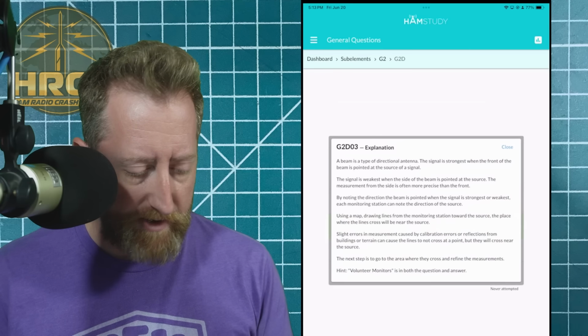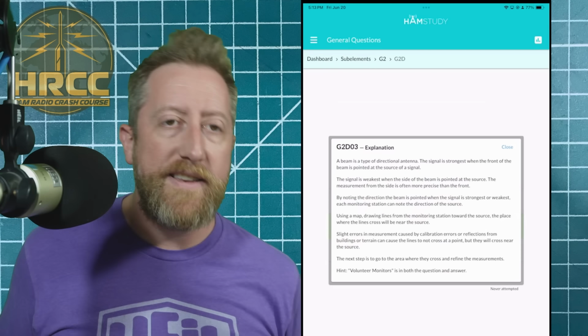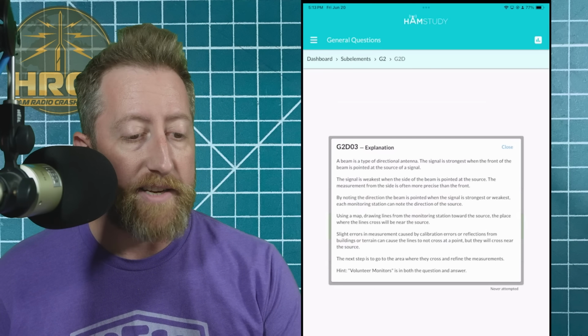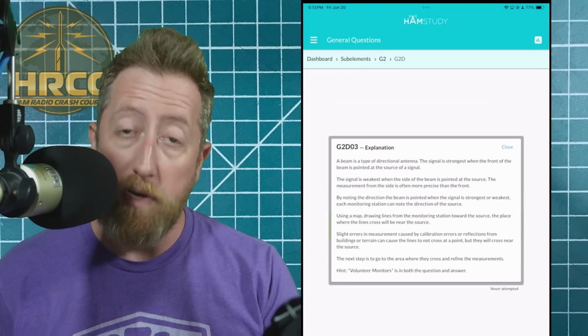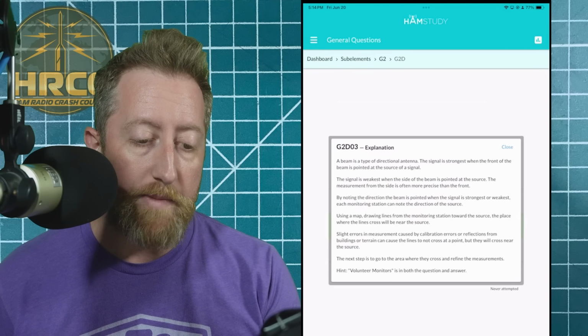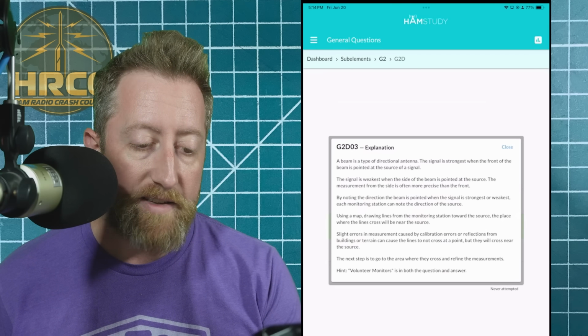Interesting. Is this a hypothetical story? Yes. So they're talking about direction finding, and yeah, sure, why not? A beam is a type of directional antenna. The signal is strongest when the front of the beam is pointed at the source of the signal. The signal is weakest when the side of the beam is pointed at the source. The measurement from the side is often more precise than the front.